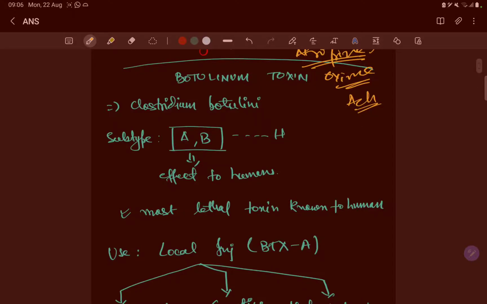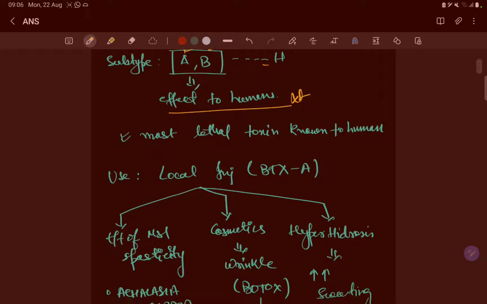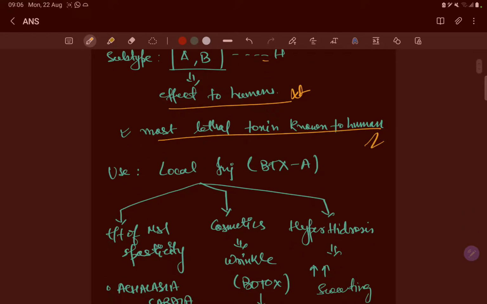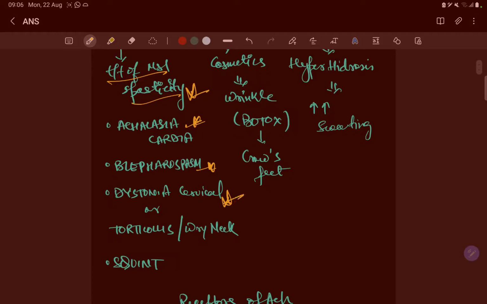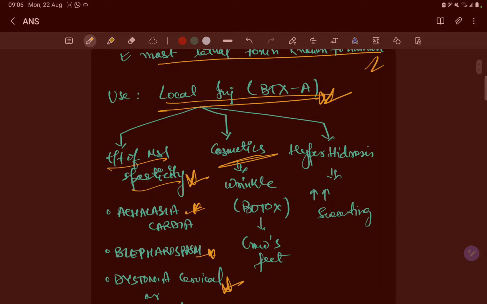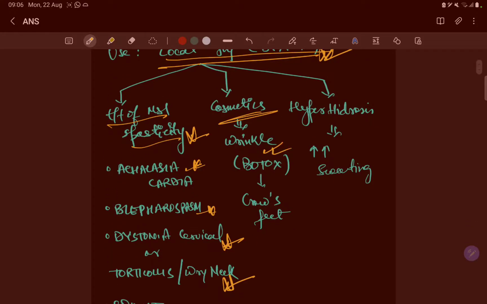Okay. Now botulinum toxin, as we know, is produced by the bacteria Clostridium botulinum. The subtypes are A, B till H. A and B are the most lethal toxins known to humans. It is used as local injections, BTX-A, in the treatment of muscle spasticity, achalasia cardia, blepharospasm, dystonia, cervical dystonia, torticollis or wry neck, squint. Okay, in cosmetics it is used for wrinkles.